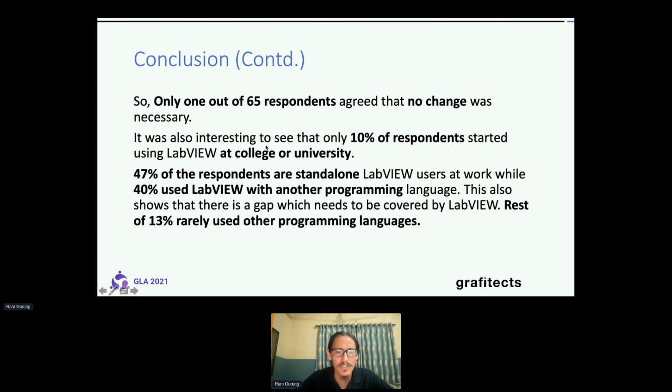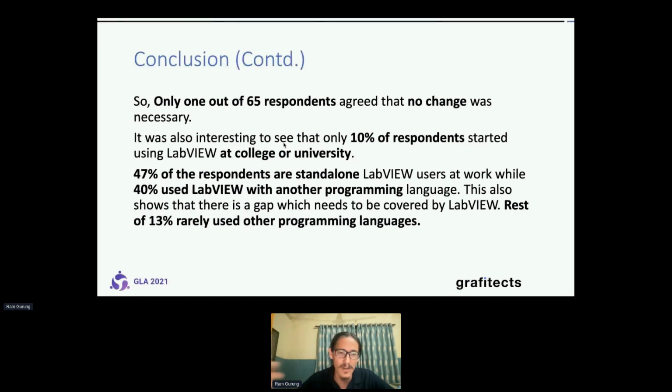It was also interesting to see that only 10% started using it in college or university. I think this is very, very important. In India, even when I was interviewing people, I found that people have CLEDs and everything, but in some cases they don't even know the difference between a block diagram and the front panel. I've encountered that. I've even met a CLA who does not know what the API means.